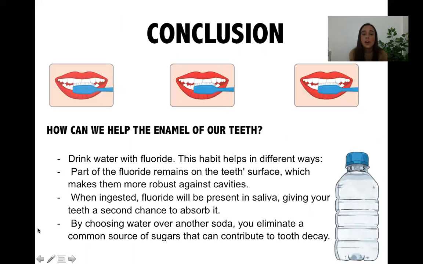Conclusion: how can we help the enamel of our teeth? First, drink water with fluoride. This habit helps in different ways. First, part of the fluoride remains on the tooth surface, which makes teeth more robust against cavities. When ingested, fluoride will be present in saliva, giving your teeth a second chance to absorb it.